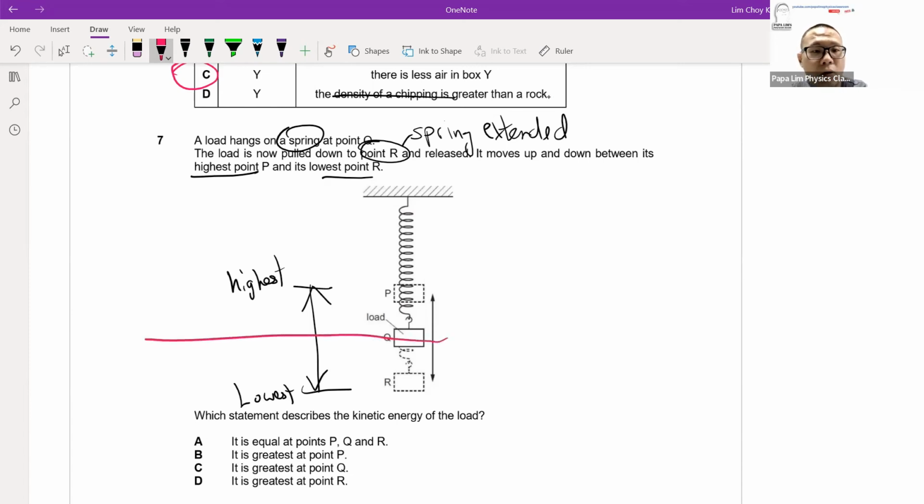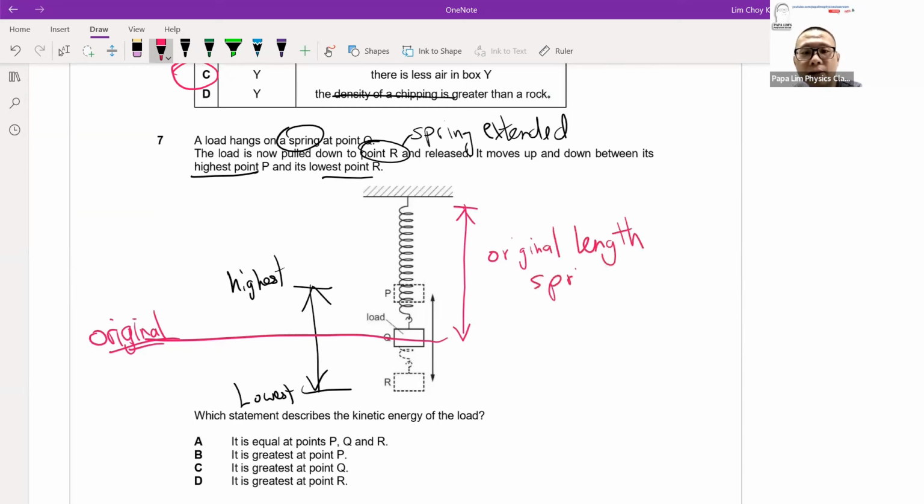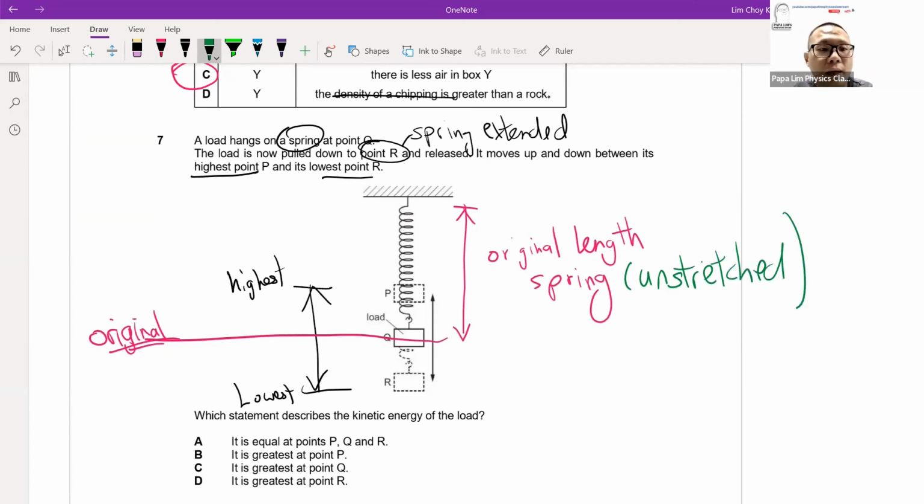This is where the original position is, which means this particular location, the middle. It will be the length from here to Q. This will be the original length of the spring. These are some facts that you have to know. Another name for the original length of the spring is the unstretched length.